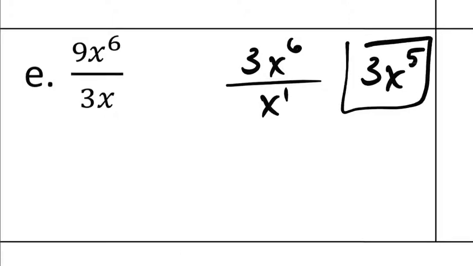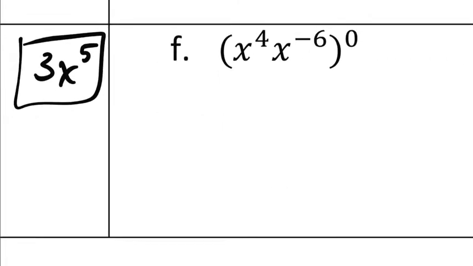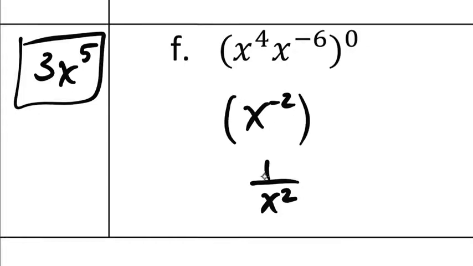And then for the final one, F, I have this expression. And I can simplify this expression, right? This expression would be x to the negative 2nd, which would be 1 over x squared. That's true. But the thing that I notice here near the end is that they're all raised to the 0 power. So it really doesn't matter what is in here, right? This is simply equal to 1.